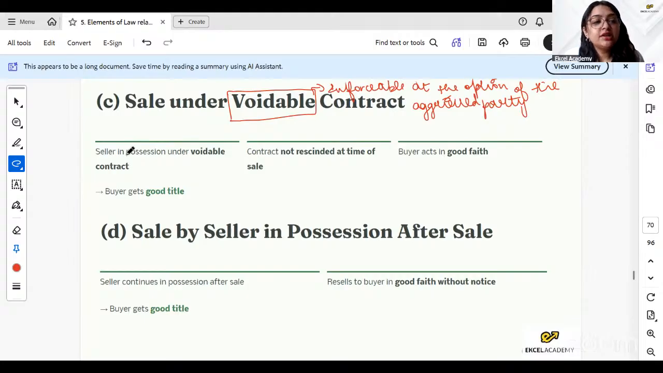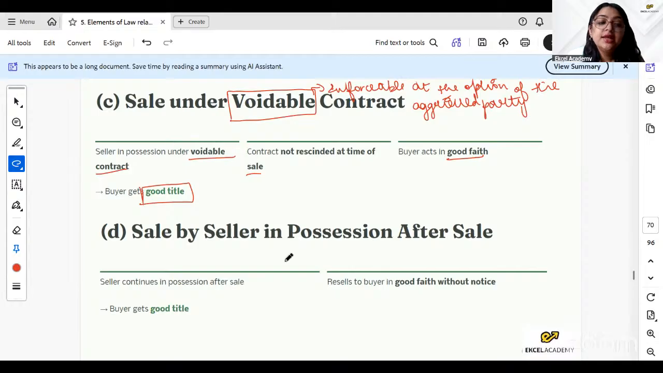Okay, so now let's say, for example, the seller is in possession under the voidable contract. The contract has not been rescinded at the time of the sale. Voidable contract means what? You have an option whether you want to continue with it or not. So in this case, your contract has not yet been rescinded or cancelled, and then the buyer acts in good faith, the buyer will get good title. It basically means that the seller is in possession of the goods under a voidable contract, the contract has not been avoided, and if the sale goes through, then the buyer will get good title.